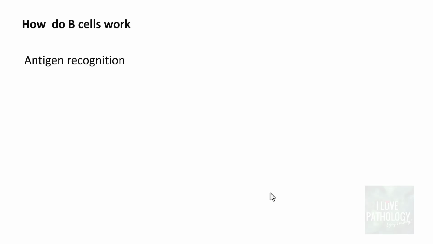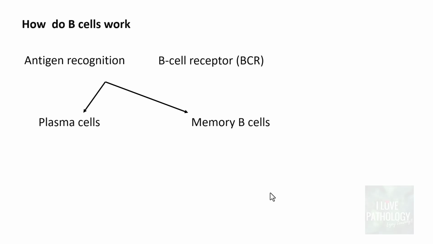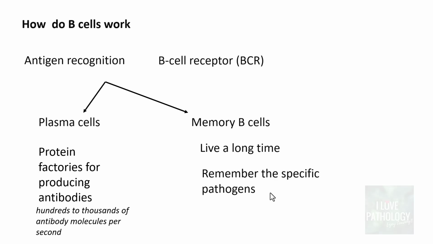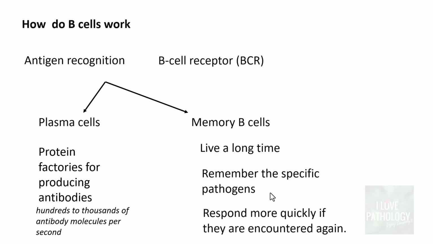How do B cells work? Just like T cells, they also have receptors which recognize antigen through a receptor named B cell receptor. Ultimately, once they recognize antigen, the B cells get converted into either plasma cells or memory B cells. We know that plasma cells are the protein factories for producing antibodies. Hundreds and thousands of antibody molecules are produced per second, whereas memory B cells are the ones which live for a long time. They remember the specific pathogen, and then they respond much more quickly if these pathogens are encountered again.